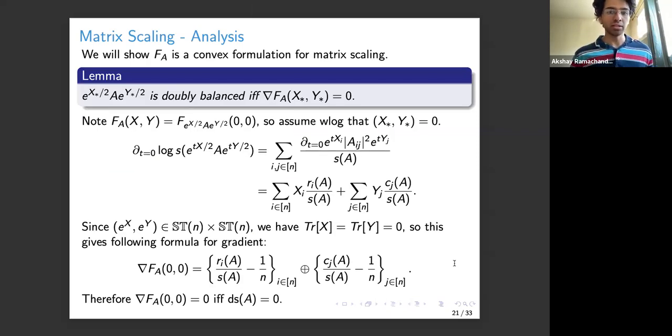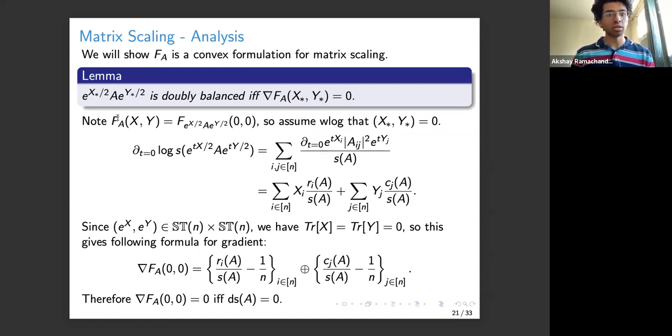So our plan will be to study Sinkhorn scaling by showing that F is a convex formulation for matrix scaling. And what does that mean? We'll have to show two things, right? First, that the doubly balanced scalings are exactly the critical points, which are the global minimum of this. And the second thing is that this function is convex, right? So then it's enough to go find the global minimum of this function, or even a local minimum, and you'll find a doubly balanced scaling.